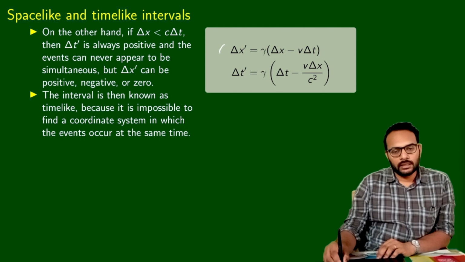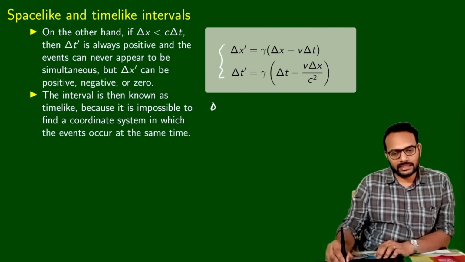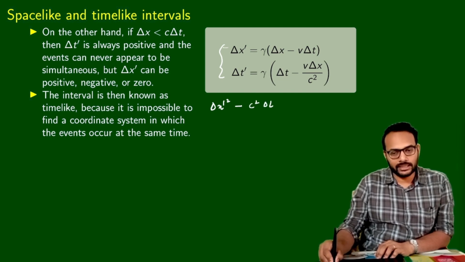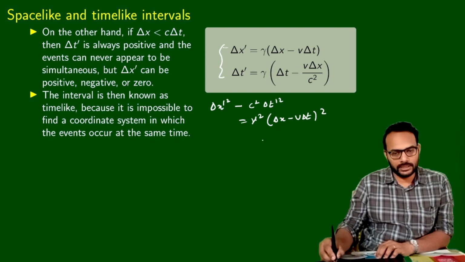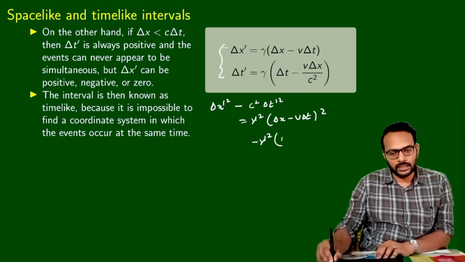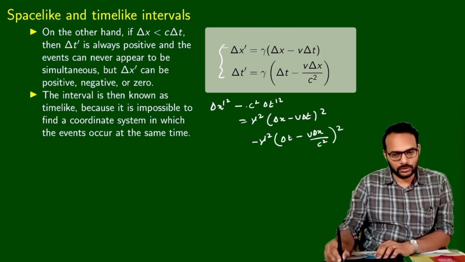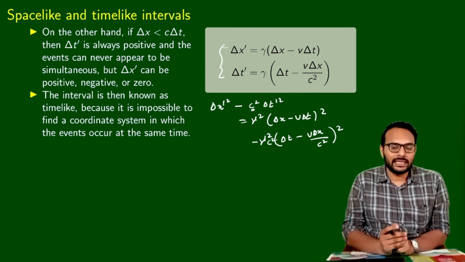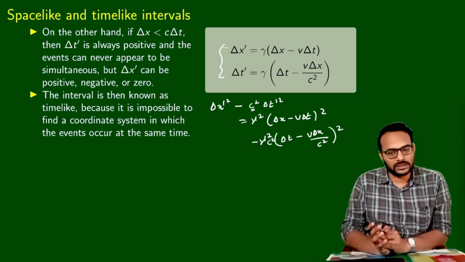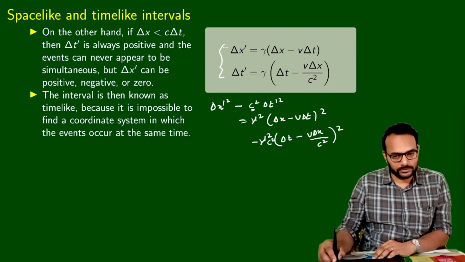First we start with a small exercise. I leave it as an exercise for you to find delta x prime squared minus c square delta t prime squared. This is equal to gamma square times delta x minus v delta t squared, minus gamma squared times delta t minus v delta x by c square whole squared, where you also have to multiply the second term by c square. So this is gamma square c square multiplied by delta t minus v delta x by c square whole squared. I leave it as an exercise for you to simplify this.